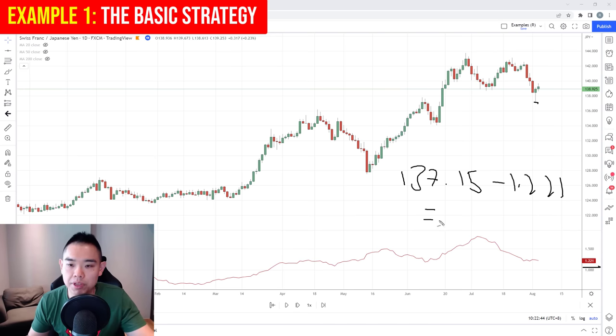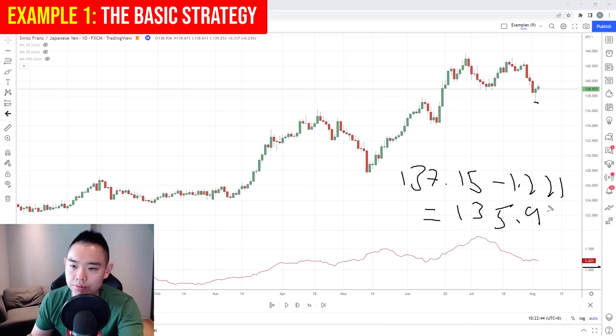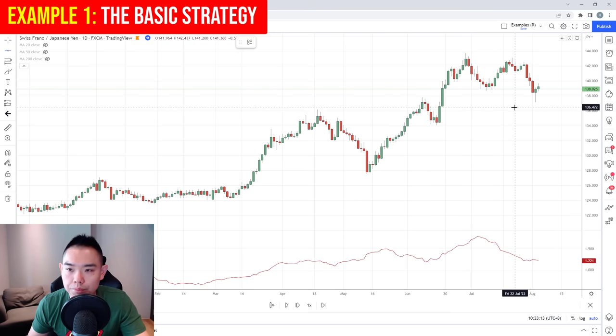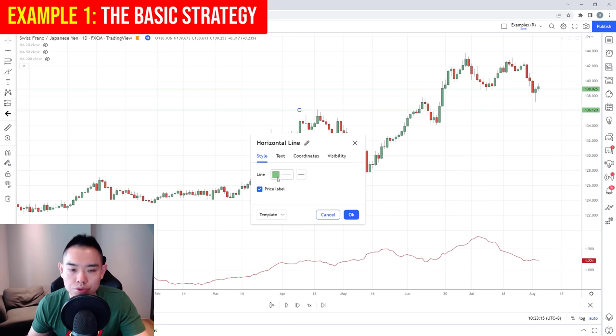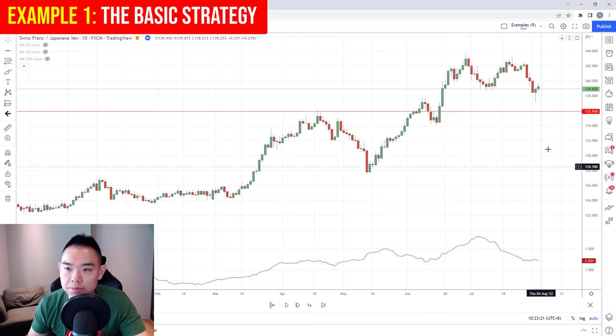And what does it give me? I'm going to pull out my trusty calculator, and I get 135.929. I'm just going to round up to make things easier: 135.93. So this will be my stop loss level. I'm going to bring out this line over here and change this to red to signify stop loss, and it's at 135.93. Okay, and there you have it. This is my stop loss level.